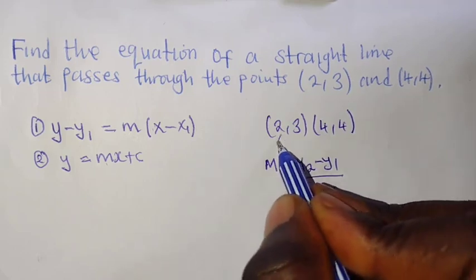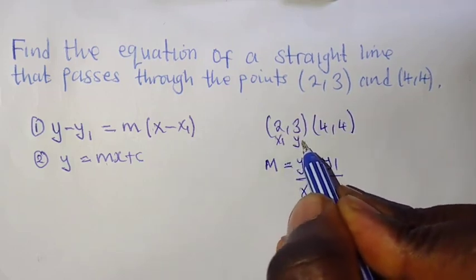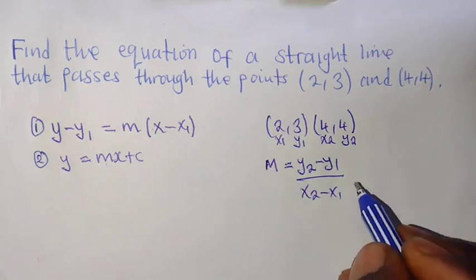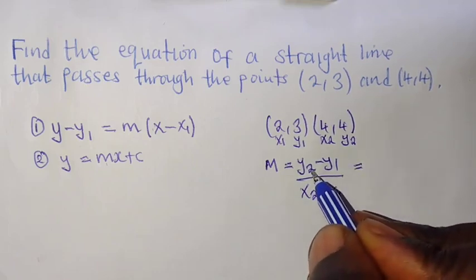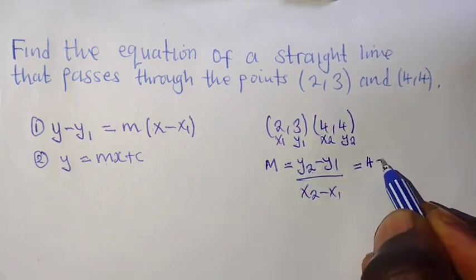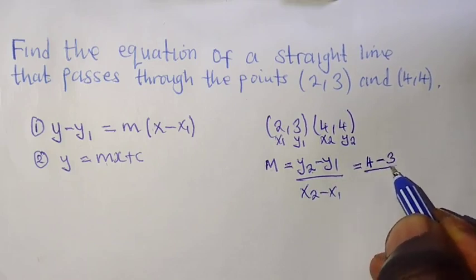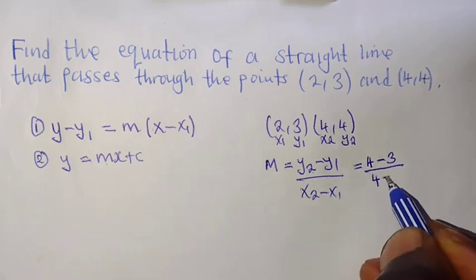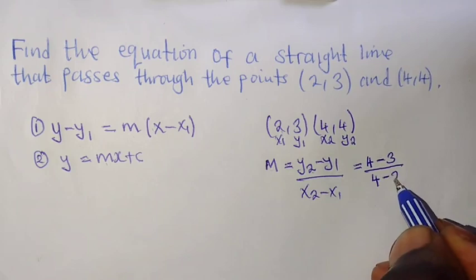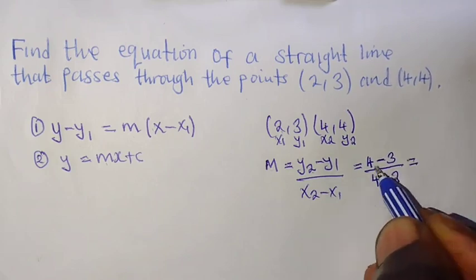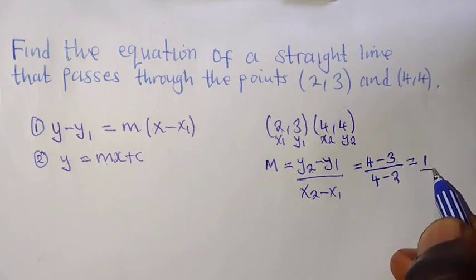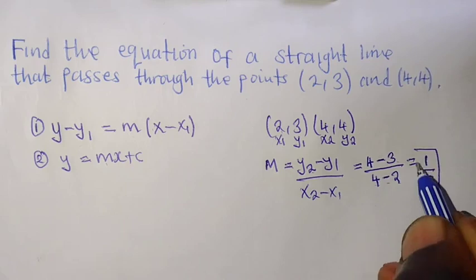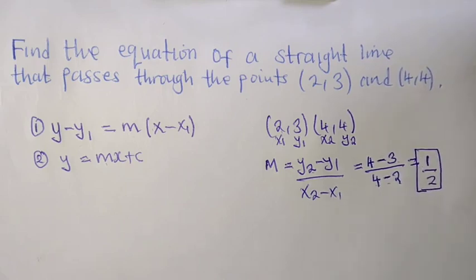We can rename our points: this is x1, y1, and x2, y2. From here, we can just substitute. Where there is y2, we put a 4, minus a 3, which is y1, over x2, which is a 4, minus our x1, which is a 2. So from here, 4 minus 3 is 1, over 4 minus 2, which is 2. So the value of the gradient is 1 over 2.